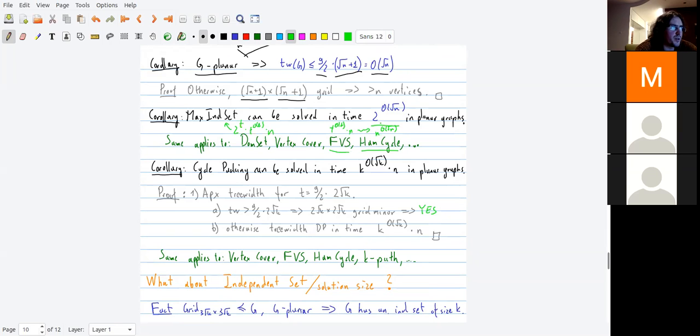Right. Any questions at this point? Where does this 2 to the O square root n complexity come from for these algorithms? So for the maximum independent set problem, I've got a 2 power Treewidth algorithm times n. I know that the Treewidth is order of square root n in a planar graph. So I just approximate the Treewidth and run my dynamic programming. Okay, thank you. Any more questions?